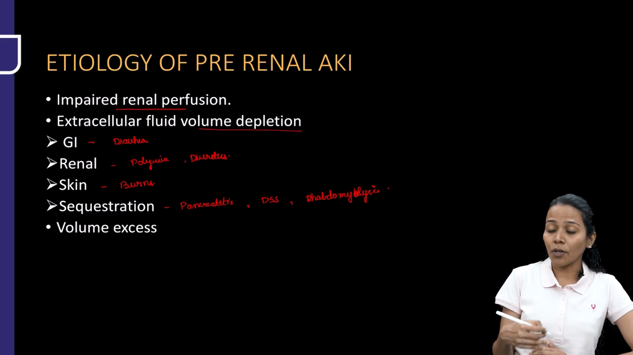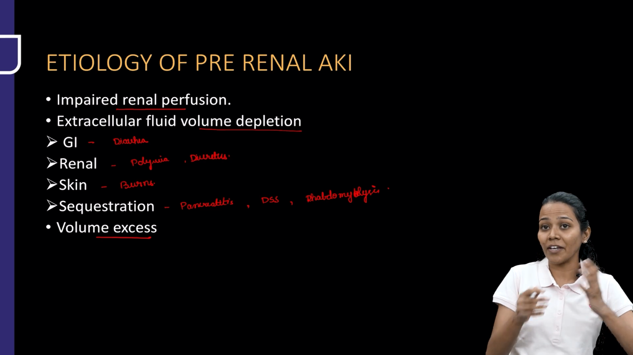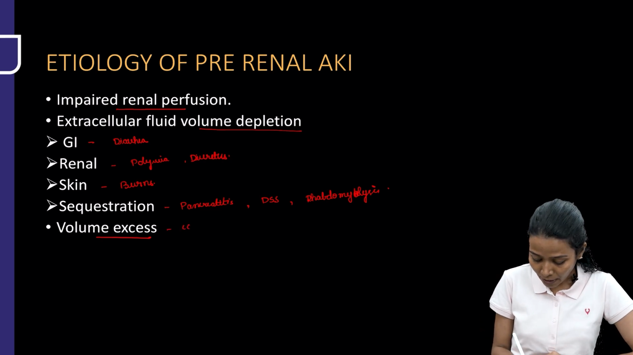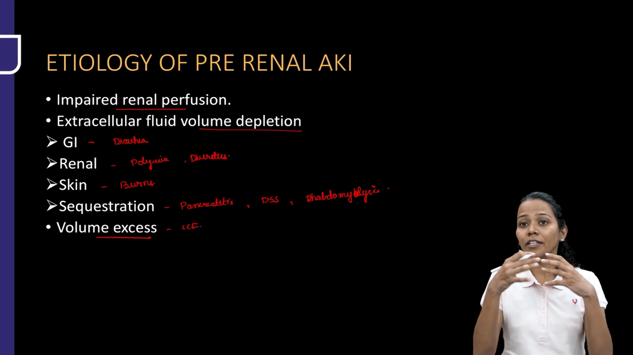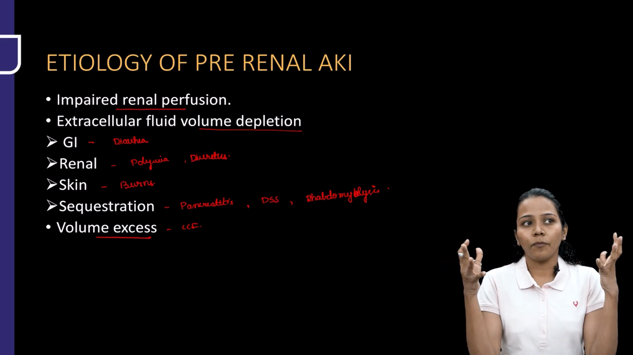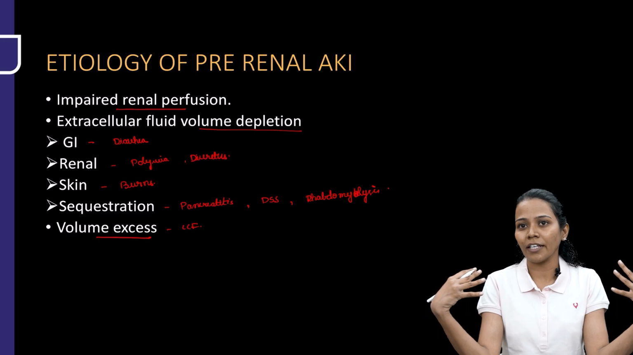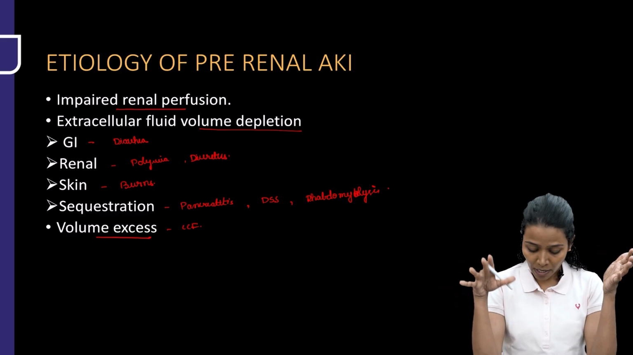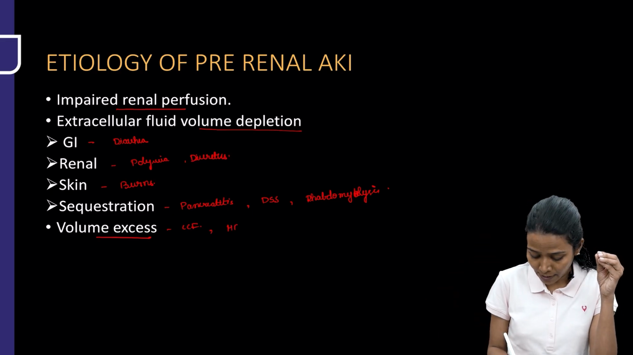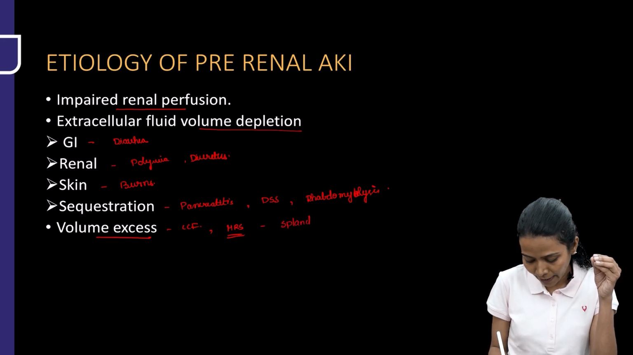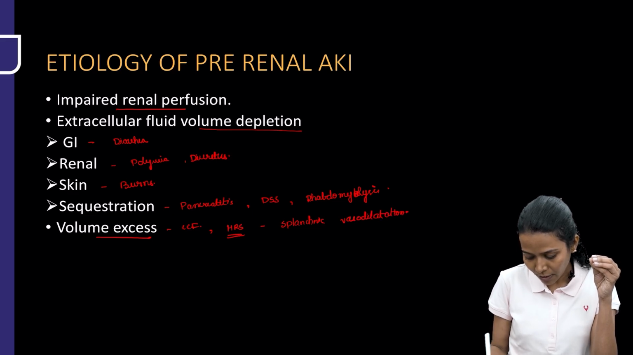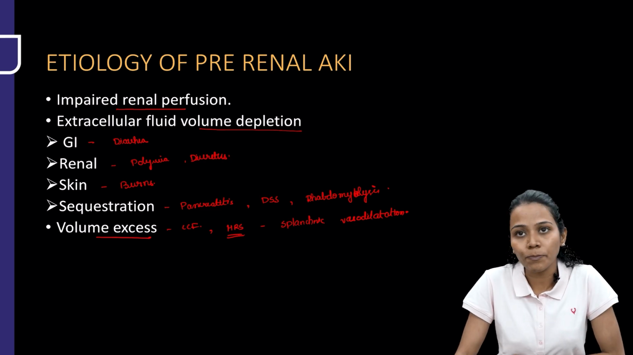The next cause is because of volume excess, but that excess is somewhere else, not reaching the kidney, like in congestive cardiac failure, where all the reverse back pressure, all the hepatic vein dilatation, IVC dilatation, renal vein dilatation is going to affect the kidney. Or it can be because of hepatorenal syndrome. In hepatorenal syndrome, again, like I discussed, there is going to be splanchnic vasodilatation. So this can cause reduced blood reaching the kidney.